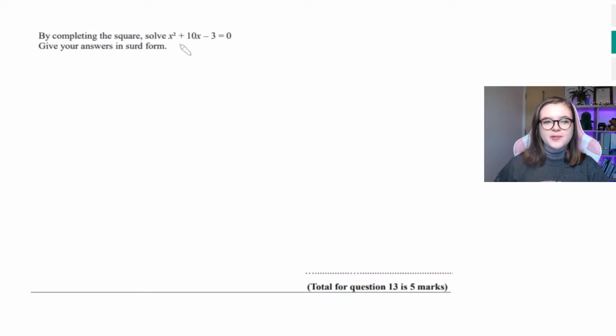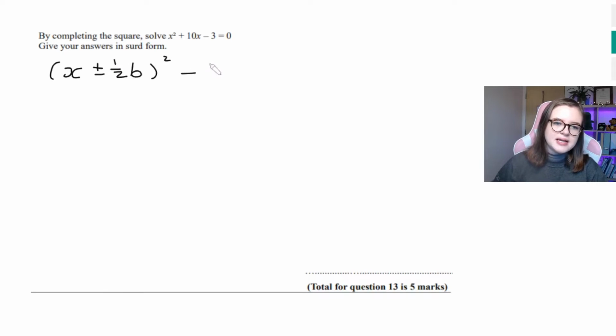By completing the square, solve x squared plus 10x minus 3 equals 0. So we're going to complete the square first and then deal with the equals bit, giving our answers in surd form. So let's remember our equation for completing the square. So x plus or minus a half of b all squared, take away a half of b squared plus c.